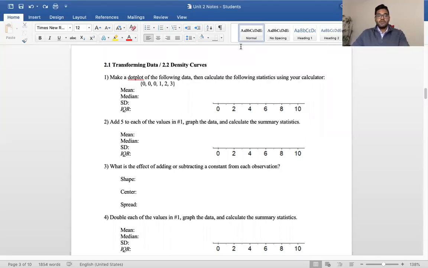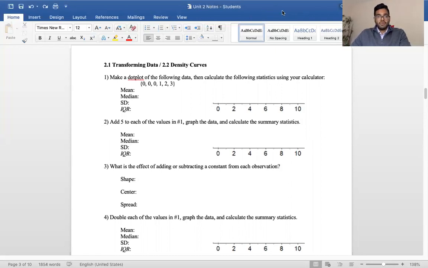All right, guys, this video is just going to cover the third page of the notes, or most of the third page. So this is kind of the transition from 2.1 to 2.2. We're going to look at transforming data. This is going to be pretty important as we go through this course. So we're going to start off with just a bunch of examples in this video. This video will be pretty short, and then we'll move from there.